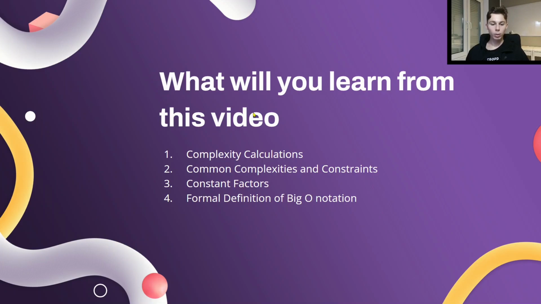Secondly, we will talk about common complexities and constraints. These are time complexities which are very popular in programming contests, such as binary search, sorting, reversing, and many more. In the third point, we will go through constant factors. These things are very crucial for contests that have a very strict lower bound. In the last point, we will talk about the formal definition of the big O notation. This is a mathematical formula for the complex big O notation that it is.